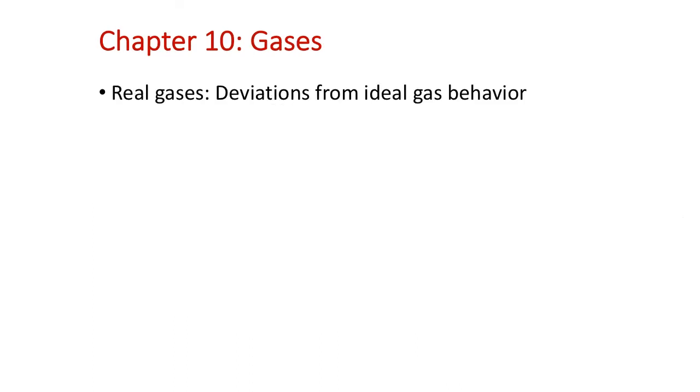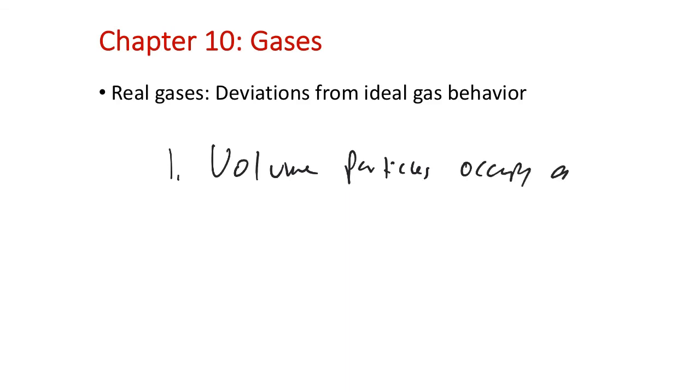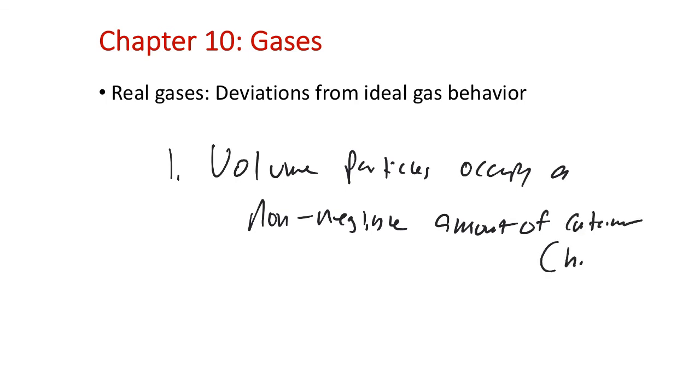Now finally, we get deviations from ideal gas behavior under two different types of scenarios. One is when the volume of the particles becomes non-negligible, when the particles occupy a non-negligible amount of the container. This is a high pressure problem. If you have a gas at a high pressure, the particles are going to begin to occupy a reasonable portion of the container. That's going to happen whenever you have a lot of gas present within your sample.